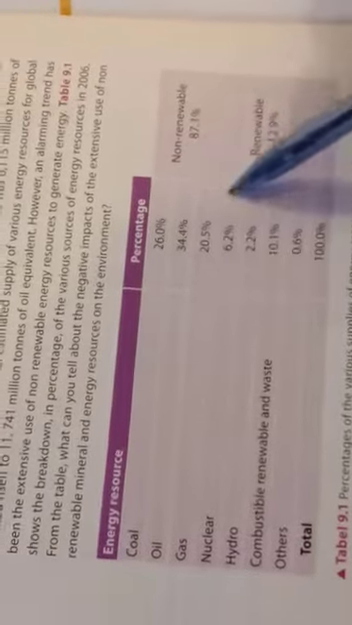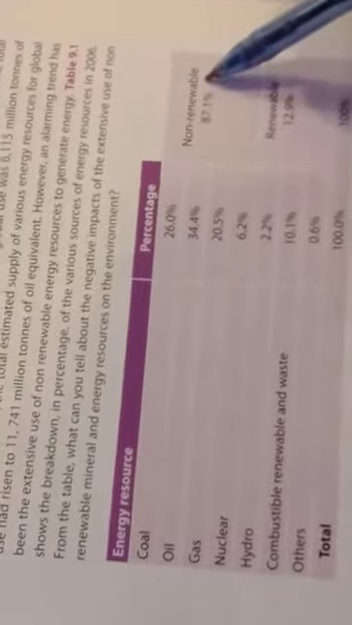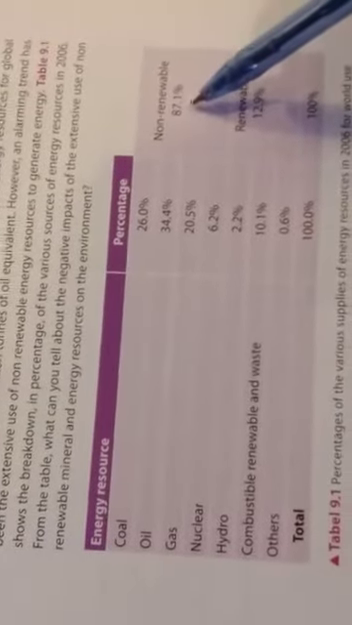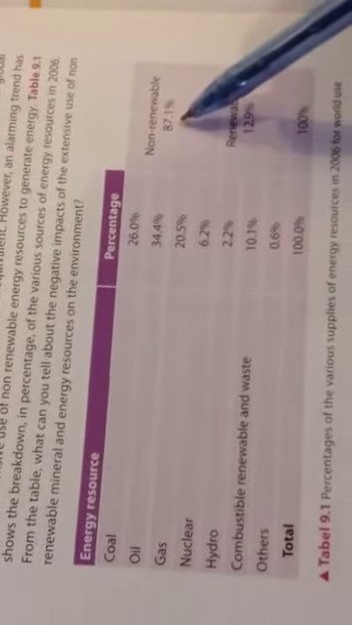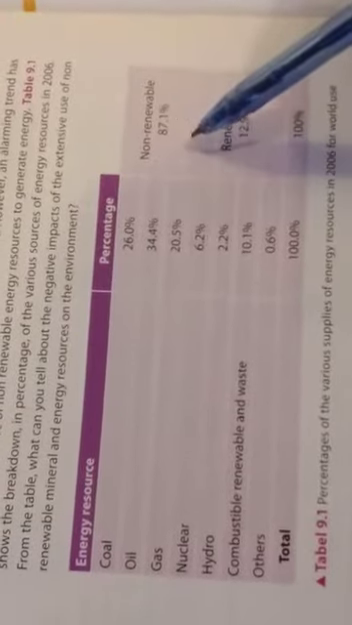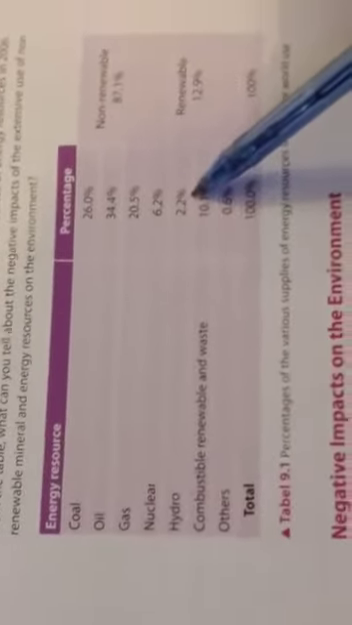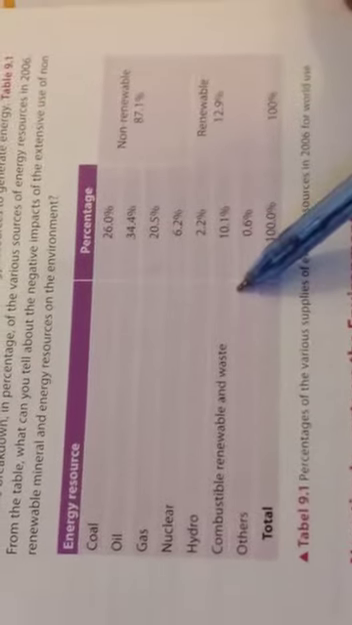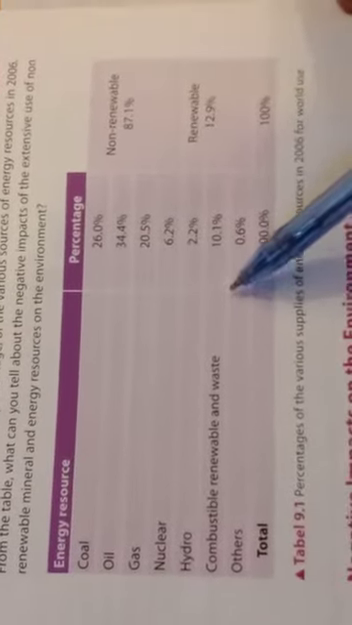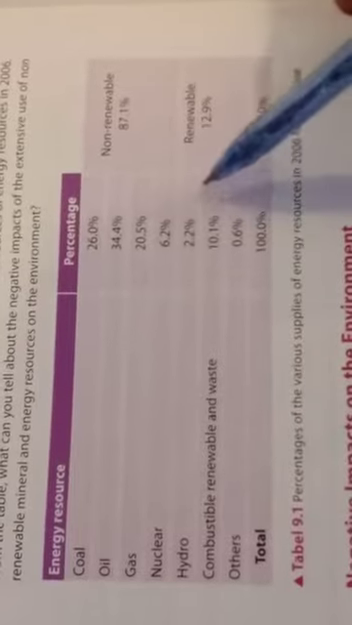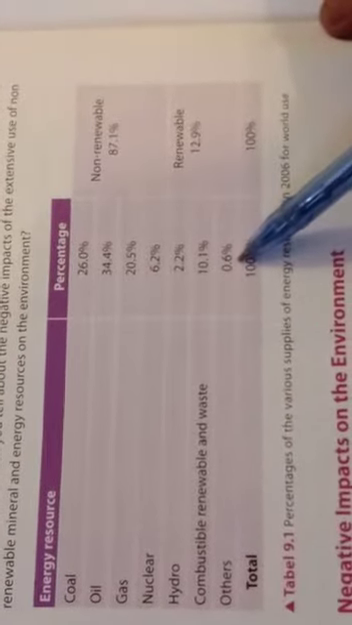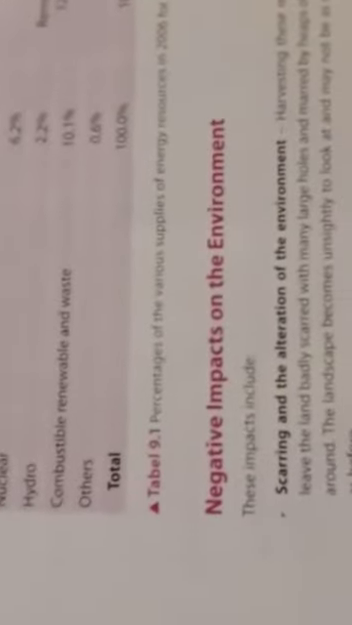And these are all non-renewable energy. So in fact, the world is getting 87.1% of its energy from non-renewable resources. And now come the renewable resources. The first one is hydro, 2.2%. The second one is combustible renewables and waste material, that is 10.1%, like biomass, and the others are 0.6%. What are the negative impacts on the environment?